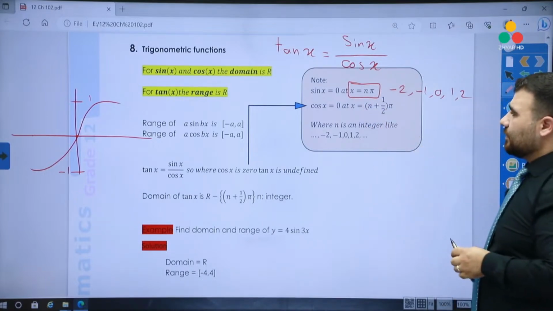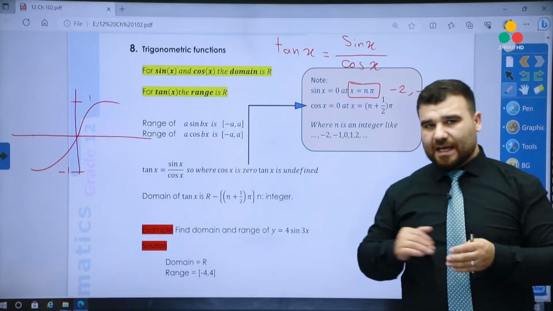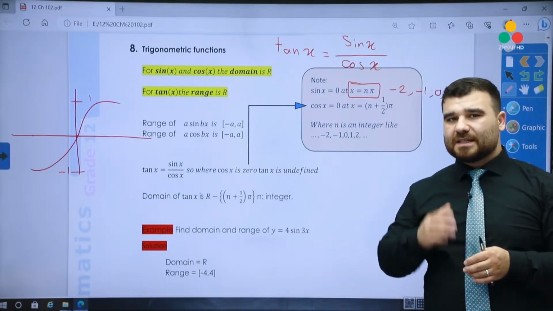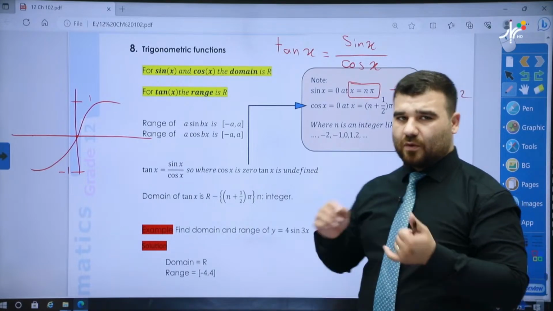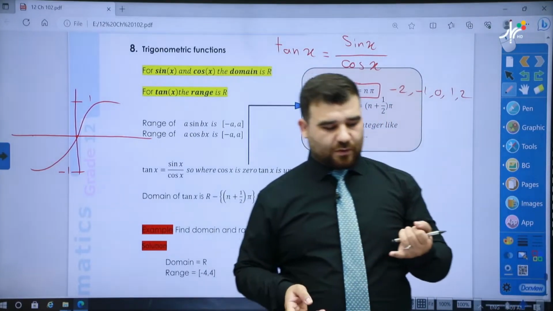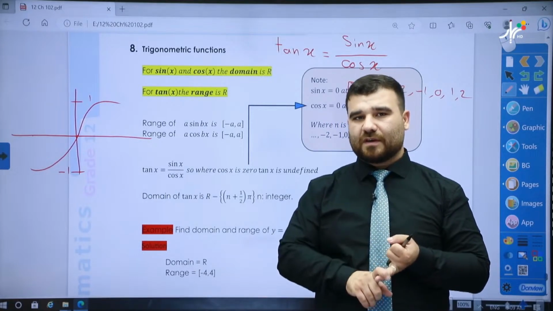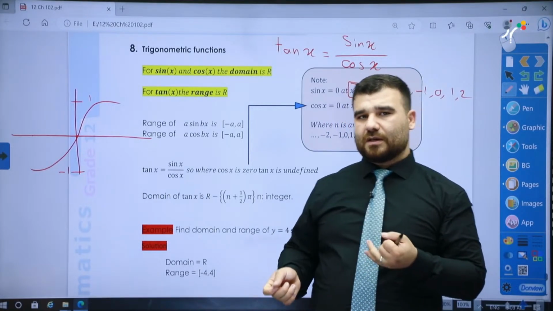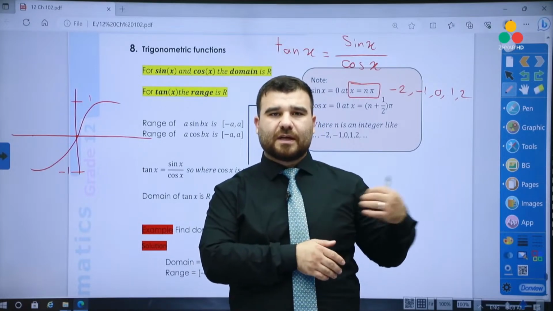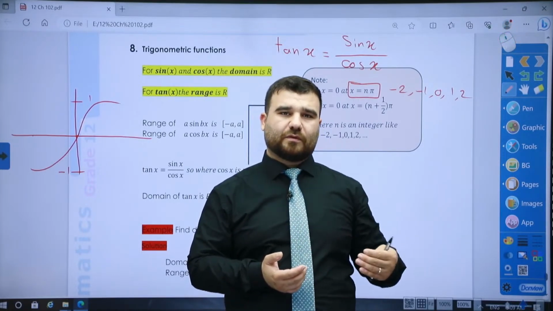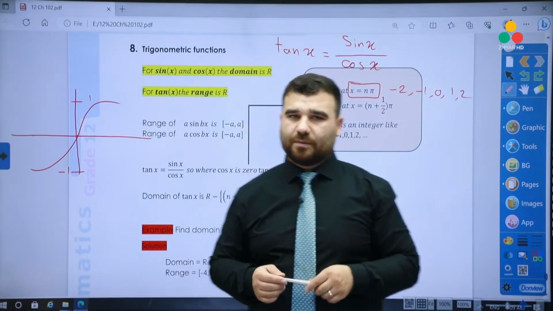Cosine is equal to 0 if the x is n plus 1 over 2 pi. Means at the halves, cosine is equal to 0. Cosine is 0 for 1 over 2 pi. Cosine is 0 for 1.5 pi. Cosine is 0 for any number 0.5 pi, or any number plus 1 over 2, then all multiplied by pi.